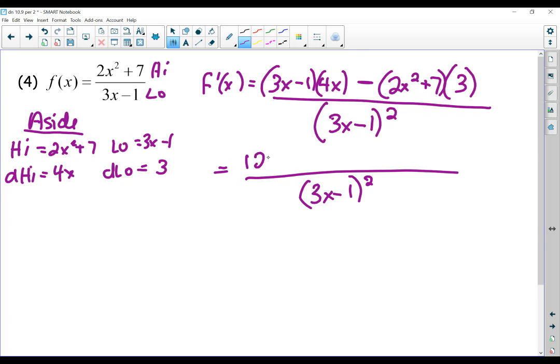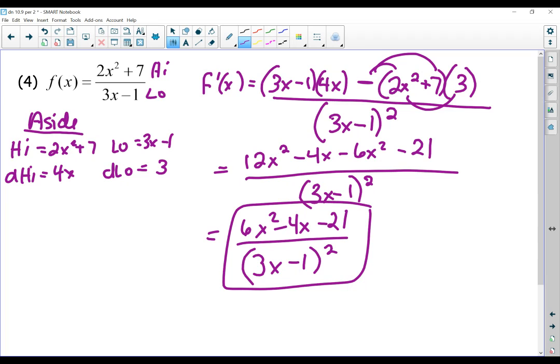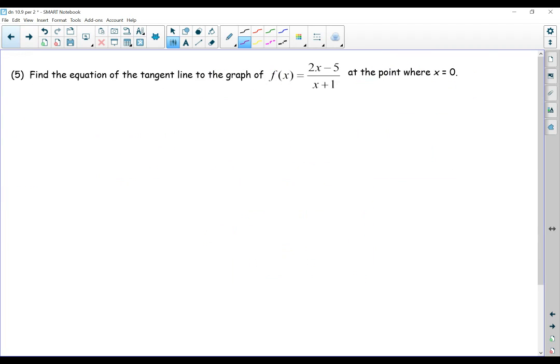What you would need to do, though, is distribute out the top, watch the negative. So that's going to be negative 6x squared, negative 21, and then combine like terms. So 6x squared minus 4x minus 21 over 3x minus 1 quantity squared. And that is what you would see on the AP exam as an answer choice. Okay, so don't distribute out that bottom. Okay, let's look at another one.